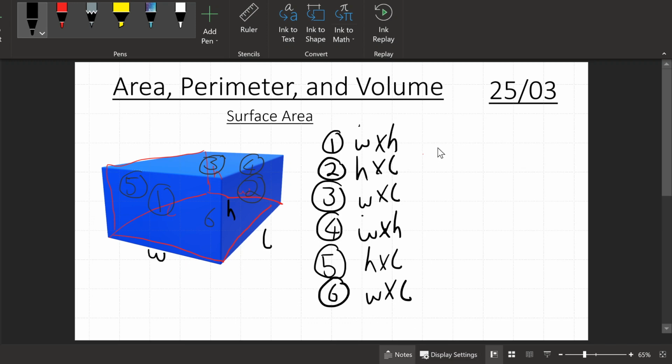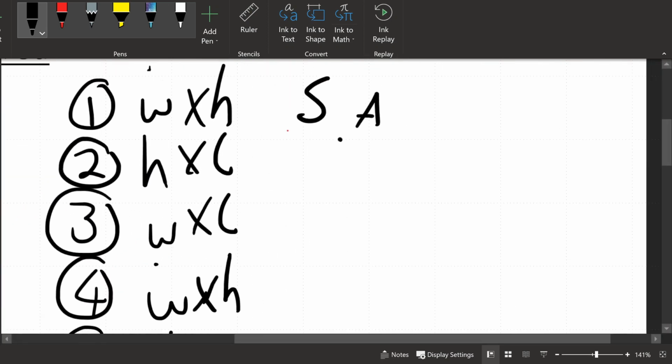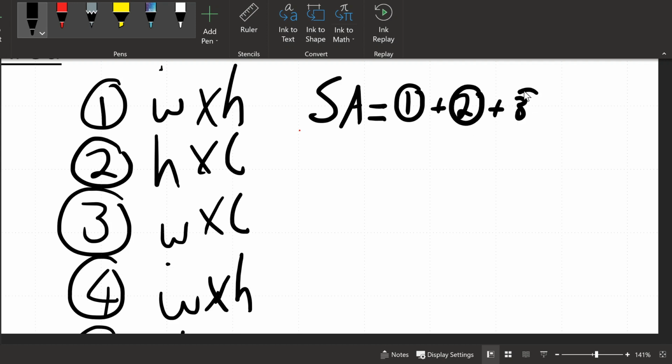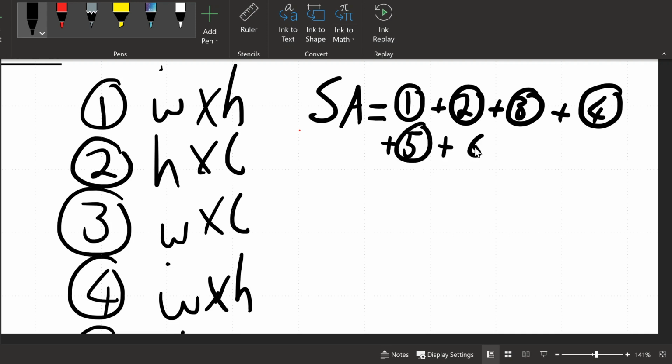So let's find the surface area now. Okay, I'm actually just going to zoom in a little bit just to give myself a little bit more space. Get rid of that, jot it down again. Surface area is going to be side 1 plus side 2 plus side 3 plus side 4, plus side 5 plus side 6.